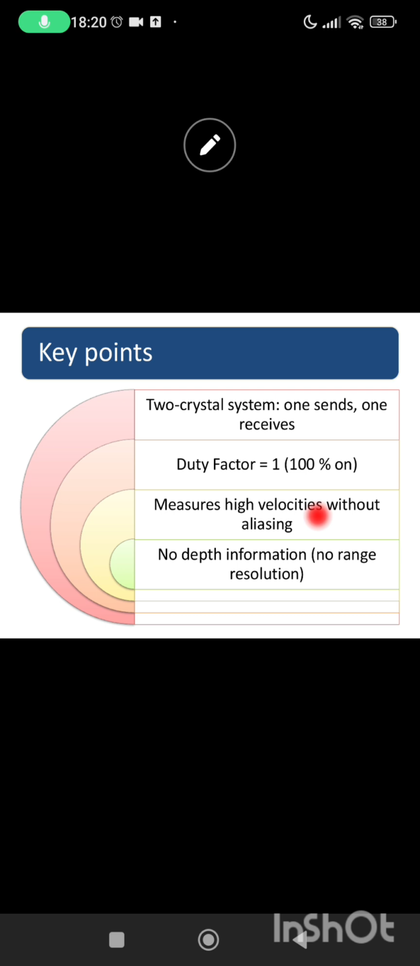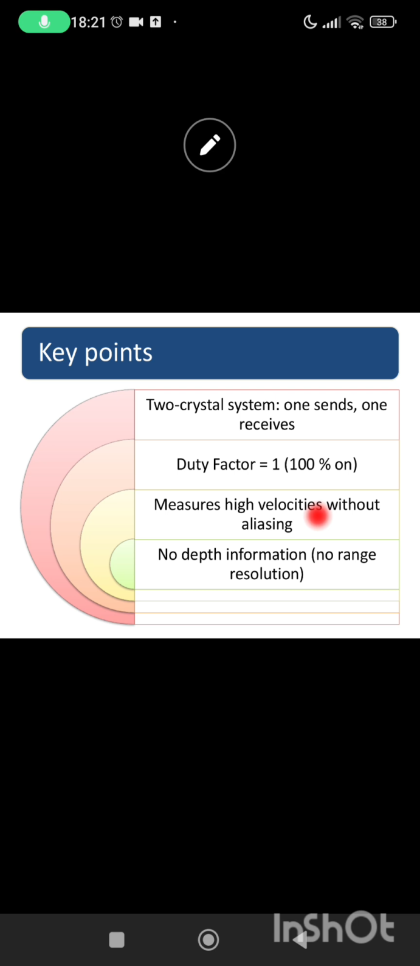Okay, so basically there are two crystals. One is the transmitting crystal, and one is the receiving crystal. Because it is continuously receiving and sending sound, the duty factor is 100% on, or we call it 1. Now it measures high velocity without aliasing.